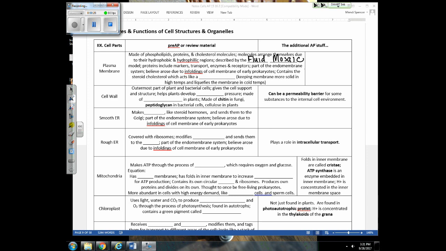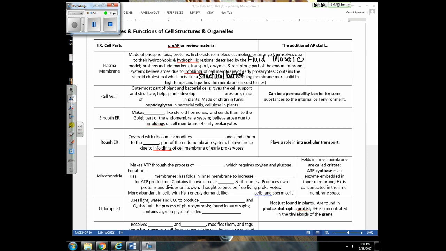We believe that many infoldings of the cell membrane led to those cell parts of the endomembrane system. We know that it contains this cholesterol, which is a steroid. This acts like a structural buffer. So what we mean by that is whenever temperatures get too warm, then the cell membrane is not going to become too liquidy. Whenever it gets colder, the cell membrane is not going to become too rigid. So it's not a temperature buffer, it's a structural buffer.